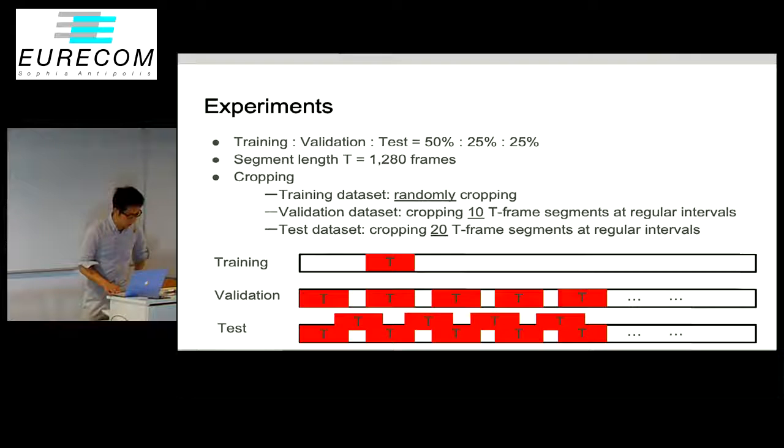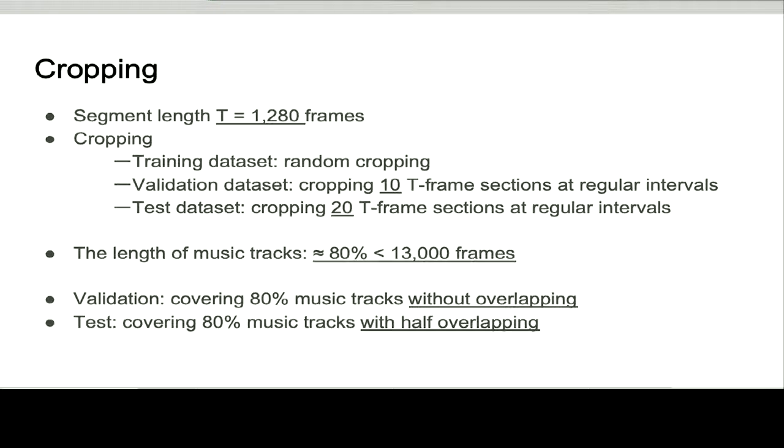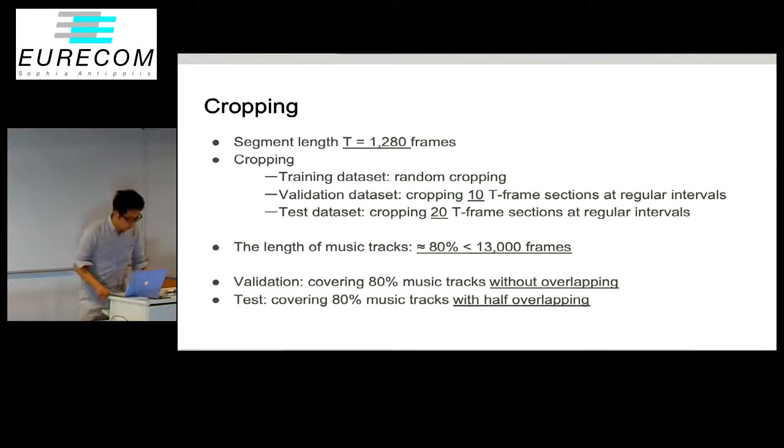For the experiments, the input length is 1280 frames. For the training dataset, we randomly extract a segment from all the audio tracks, and for the validation and test datasets, we respectively extract 10 and 20 segments at regular intervals. Here is the reason for our cropping method.